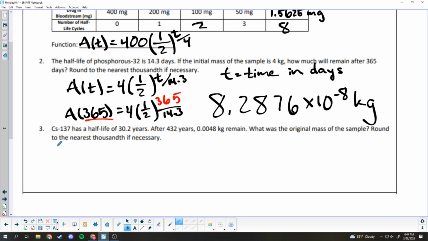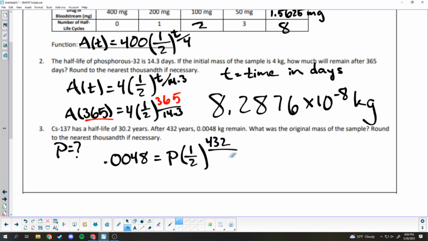Okay, so this time we don't know P. I don't know what P is, right? So I'm still going to solve for the amount, except I know what the amount is now. The A of T, the left side, is 0.0048 equals P times 1/2 to the power of 432, the time variable T, divided by the number of half-life cycles, or how long it takes for a half-life cycle to occur, 30.2 years.